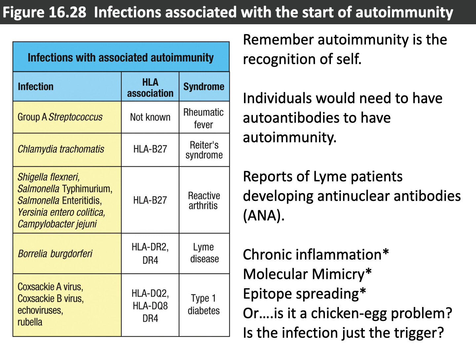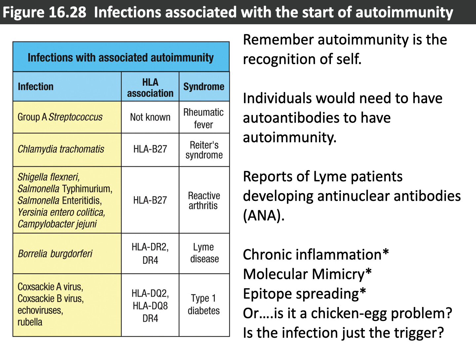Again, we recognize that there are going to be genetic risk factors that would put you at risk of developing autoimmunity. So if you have these infections and you have those risk factors, then you may end up developing autoimmunity. But again, you need to have recognition of self. So these individuals would have to have antibodies that would recognize self to have autoimmunity. So again, having the infection does not mean you have autoimmunity.